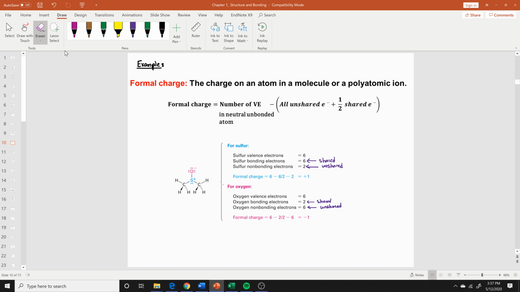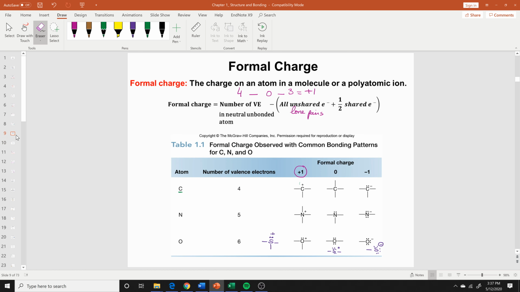You need to figure out the formal charges, and once you do, you have to include them in the Lewis structure, as I am doing over here. To calculate the formal charge of sulfur, let me go back. When sulfur has 3 bonds and a lone pair, you should get an answer of plus 1.